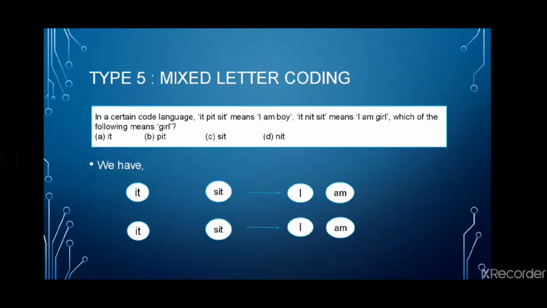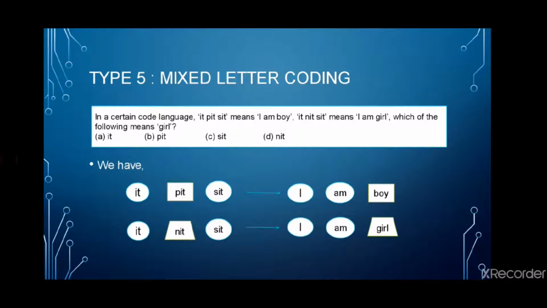Now the remaining word in the first coded sentence is "pit", and the remaining word in the actual sentence is "boy". That's why I know that pit means boy. I don't know whether "it" means I or "it" means am. What I am sure about is pit means boy. In the second sentence, similarly, the remaining word in the code is "net", and in the sentence, girl is the remaining word. Therefore girl means net. The question is which of the following means girl, so I can clearly say that girl means net.